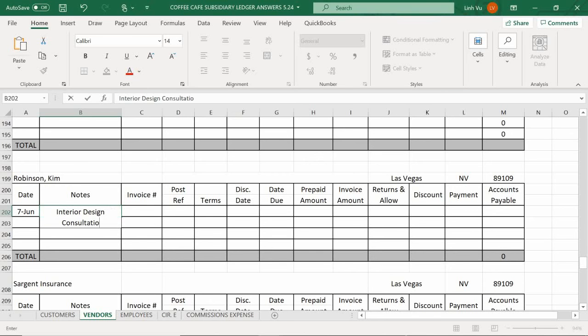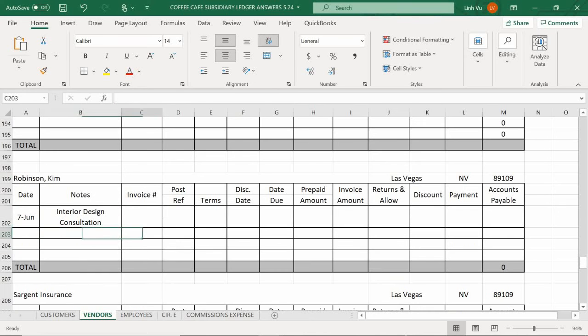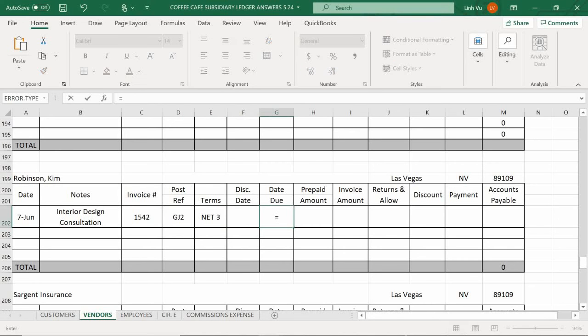Our consultation. Invoice number 1542. Post reference, once again, General Journal number 2. Terms. Now, in this case, she did give me terms, but there's no discount in those terms. It was just net 3. So, therefore, no discount date. However, there is an actual due date.